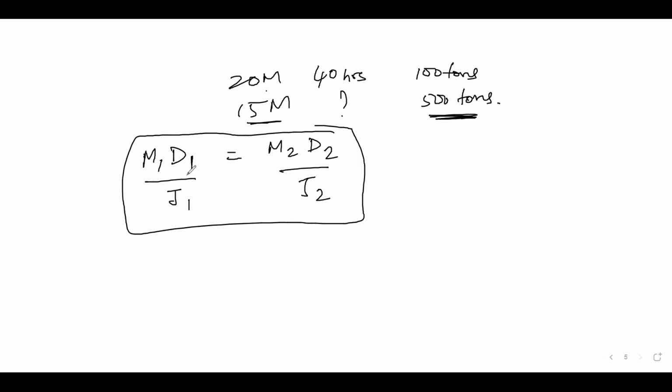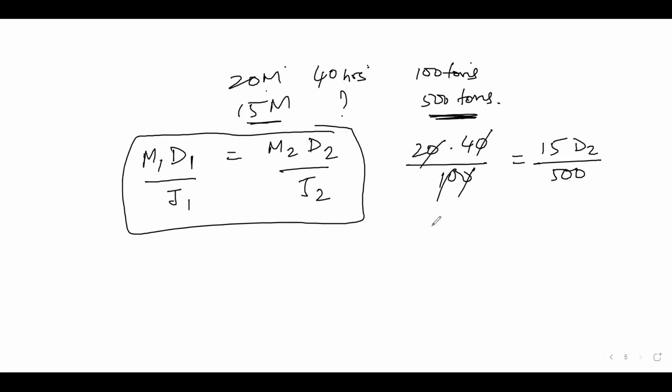And in this expression, simply understand M1, day 2, meaning time 2, meaning D2, and this is the job, J2. Are you with me? All right. So we can use this expression: 20 into the time taken. D1 is days, so time, D, remember, days. So that will be 40 and job is 100, equal to 15 M2, D2 is what we need to find out, upon job 2, so 500.